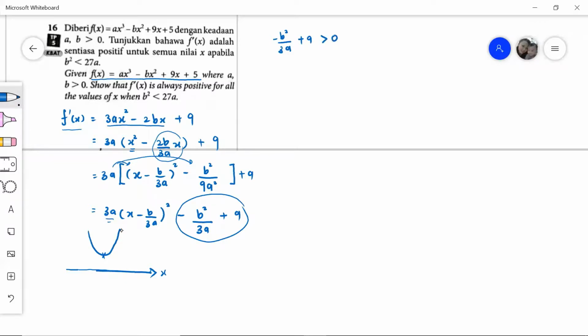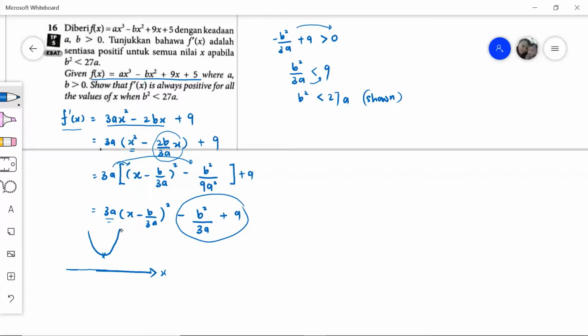Therefore, let's rearrange. We have b squared over 3a less than 9, and therefore b squared less than 27a. So we have just shown this. This is using the vertex form to prove that f prime x is always positive.